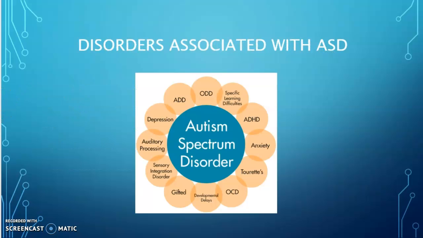There are many disorders associated with ASD. These can include ADD, attention deficit hyperactivity disorder. They also include developmental delays, depression, and anxiety. With the many symptoms that are out there and the broad spectrum of these disorders, they are labeled between mild, moderate, and severe.